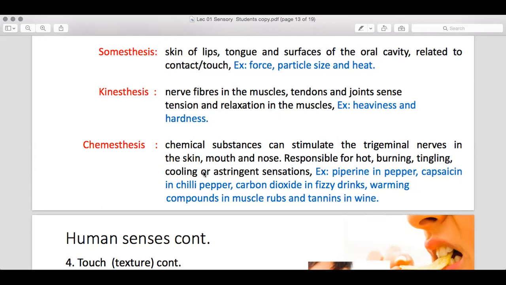In carbonated drinks, we can feel its fizzy quality. Bubbles are coming out, its taste, right? Chemicals are there. And in wine, some tannin compounds are there. So when we consume a little bit of wine, you may have heard that we can feel a ring effect.